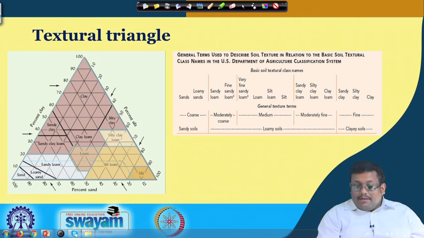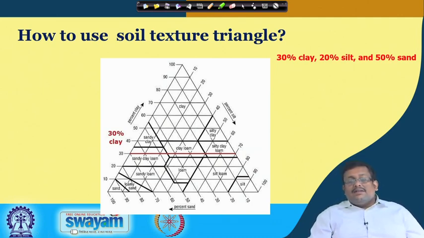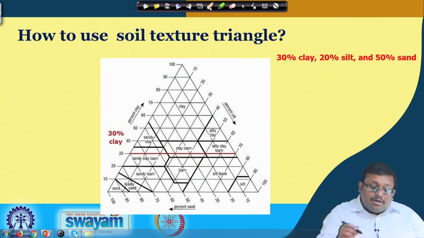Okay. So, let us see how to use the soil textural triangle. Let us consider an example where there is 30% clay, 20% silt and 50% sand. How do we use the USDA soil textural triangle to determine in which textural class our soil belongs? So, we will start from here.